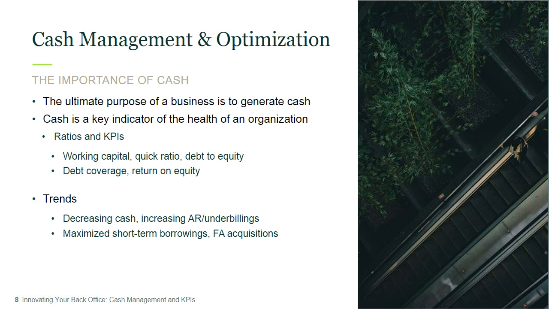As you look at cash management and optimizing cash management, trends are important. Decreasing cash and increasing AR and underbillings tend to go hand in hand. What's driving that? We'll get into that in a few slides here. Maximizing short-term borrowings tends to go with decreasing cash and increasing AR, and then fixed asset acquisitions. How is the company historically acquired fixed assets? We see different practices across the board on that, acquiring fixed assets through operational cash flows or acquiring long-term assets, fixed assets, through long-term debt.